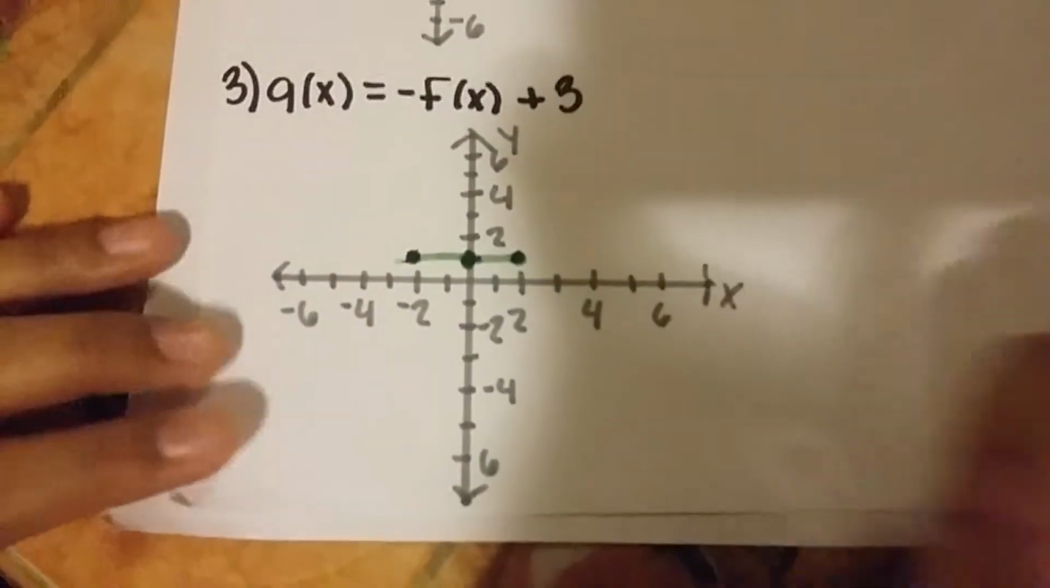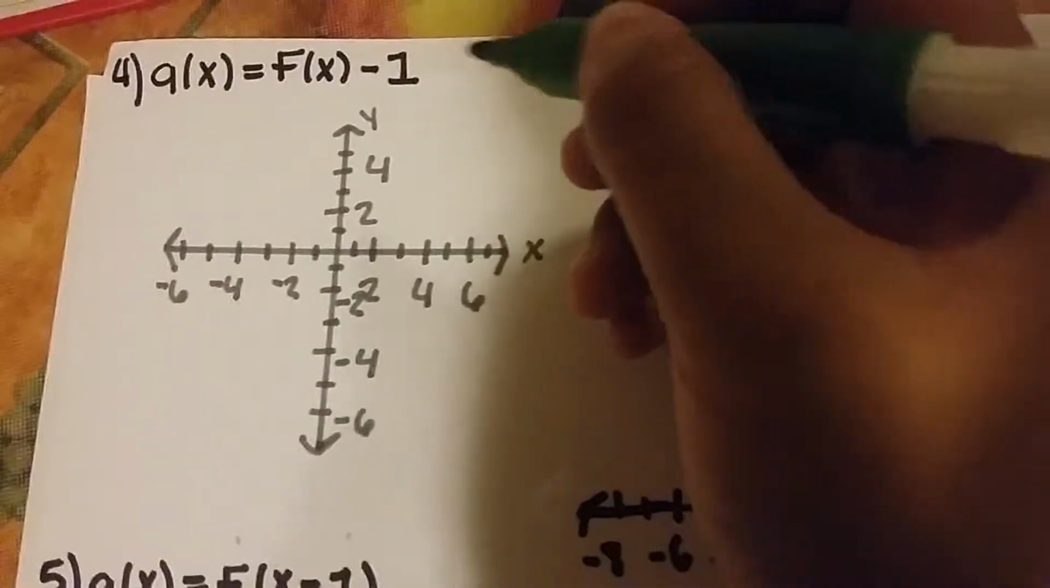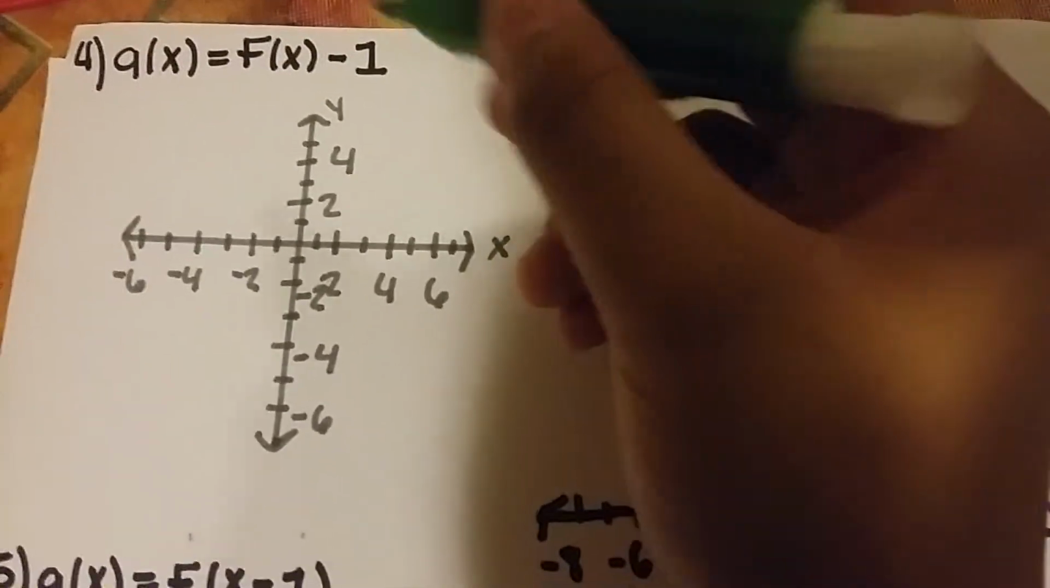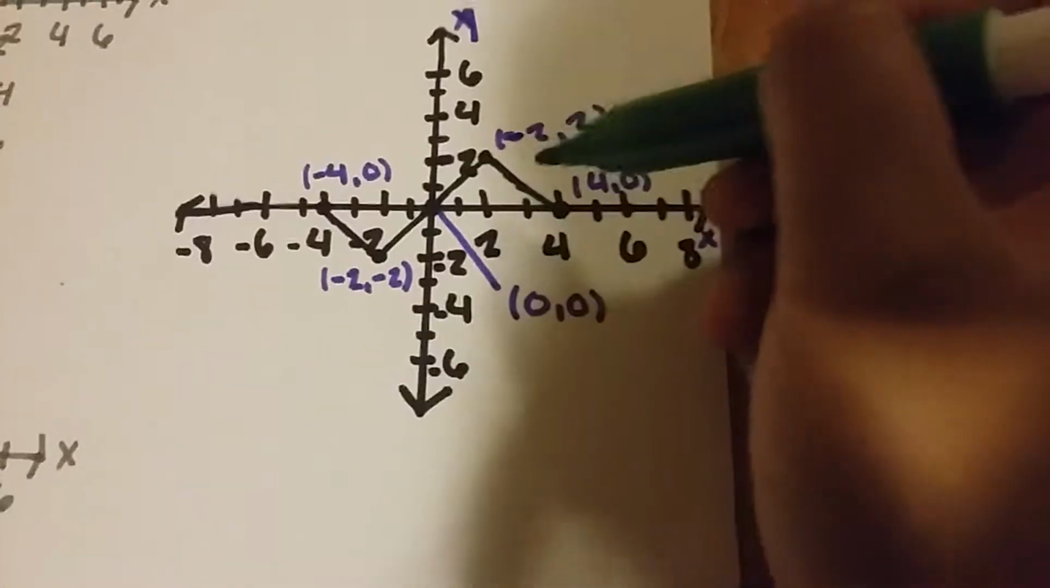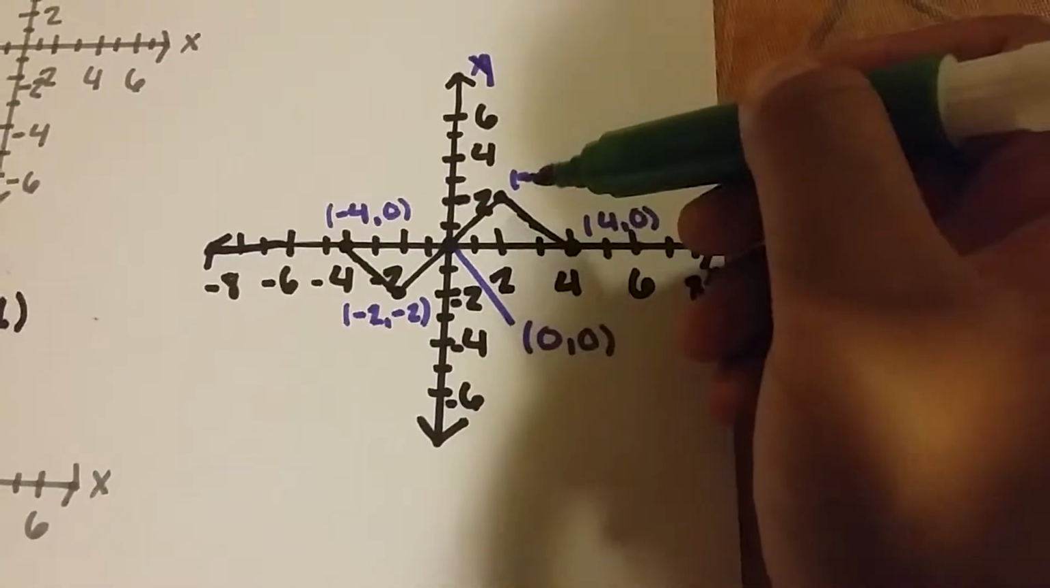and you are left with 2, 1. There. For number 4, you're given g of x is equal to f of x minus 1. f of x is this graph. Therefore, you will use this in order to graph number 4.